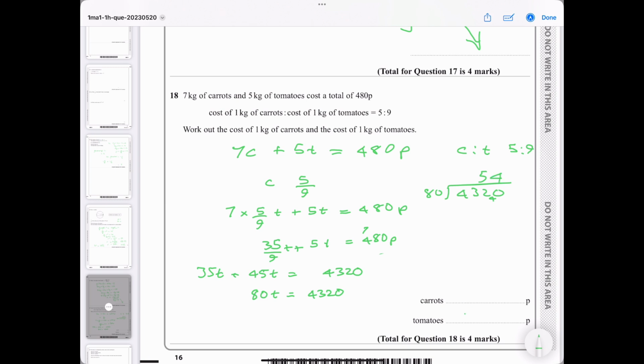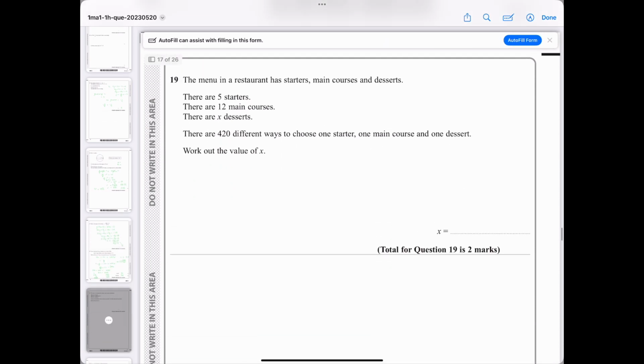So a kilogram of tomatoes costs 54p, which means that 5 times 54 equals 270. So 480 minus 270 equals 210. So that means carrots cost 30p per kilo. That's very, very cheap. Right.